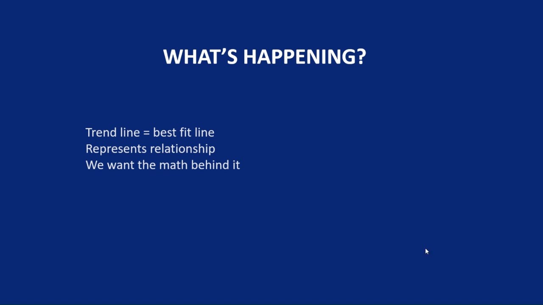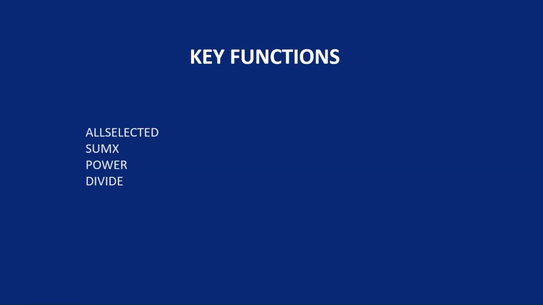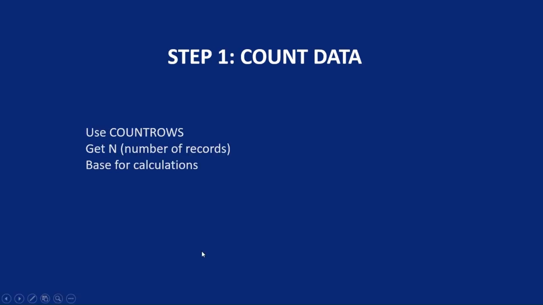So our goal is very simple. We calculate the slope and the intercept, and build the regression equation inside Power BI. This gives us full control over the model. To achieve this, we use some powerful DAX functions, all selected to respect the slicers and filters, SUMX for row by row calculations, power for squared values, divide for safe division. These functions help us implement the regression formula step by step.